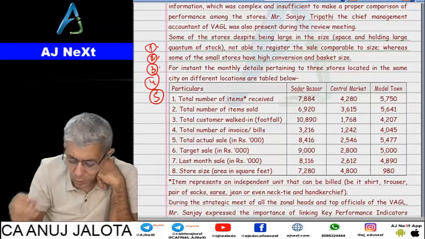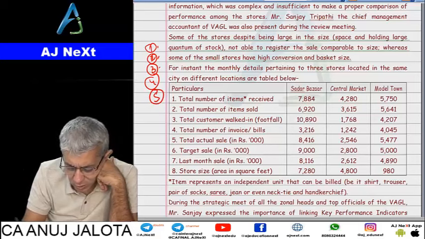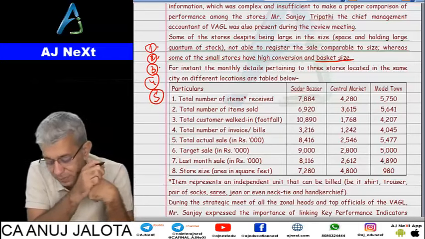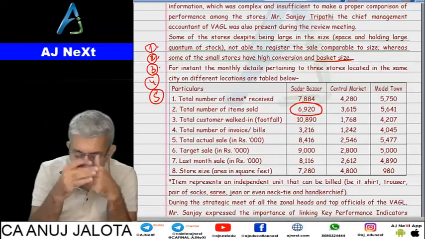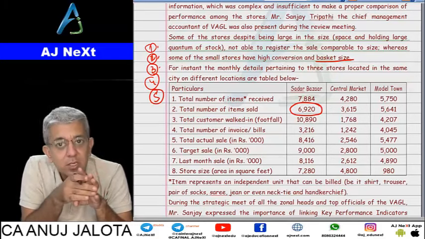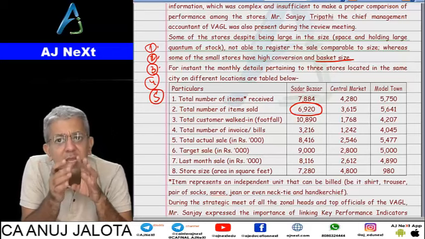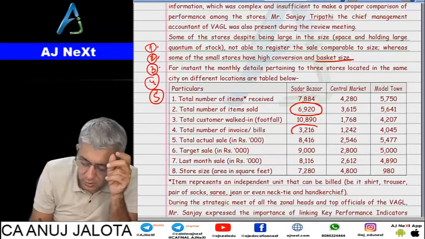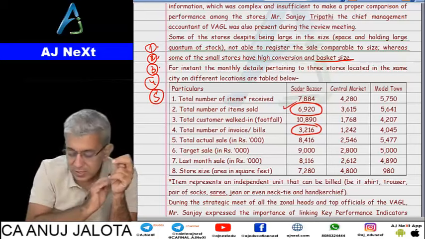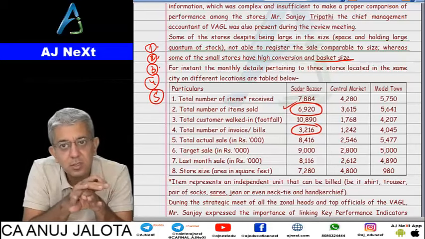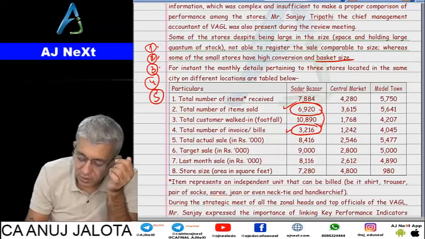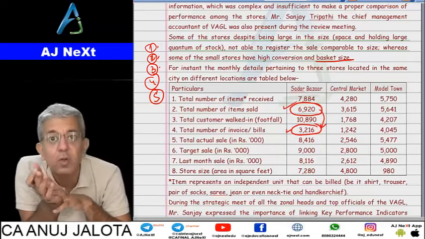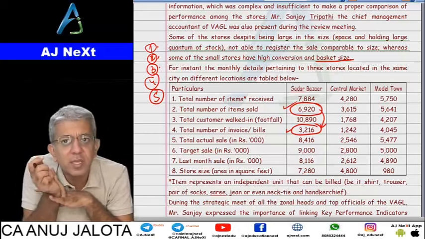Then this is the fifth one. Those guys had told something about basket size. Basket size means whenever you sell, you have sold these many units in how many invoices? So we have sold 6920 units and we have prepared these many invoices. If you divide this by this, what will that give you? That will give you basket size.